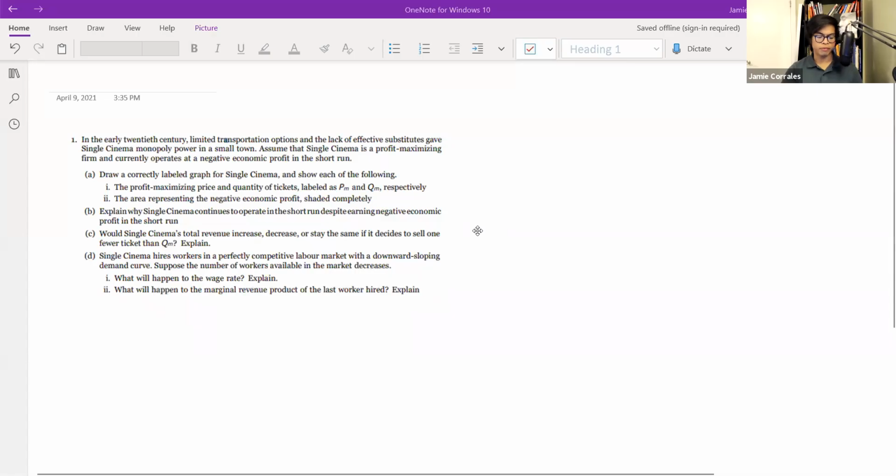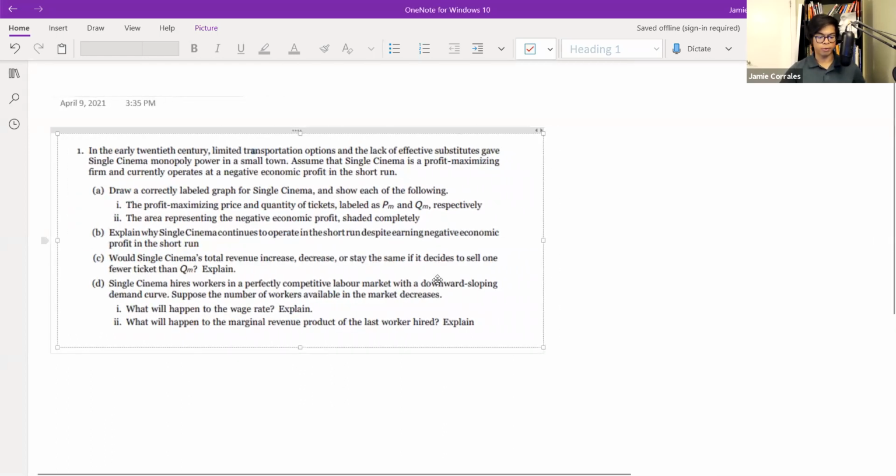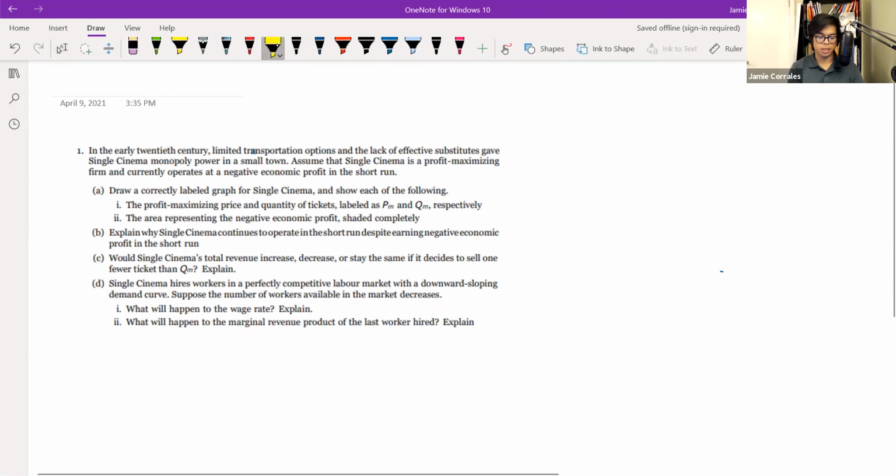Okay, so here we have the first question, pretty straightforward. So you have this monopoly, right? It says single cinema monopoly, and they are earning negative profits. So that's important information here. I like to highlight if possible. So why don't we go ahead and highlight that negative economic profit. So let's start off with A.